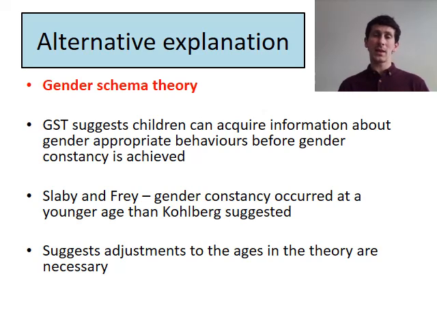And that's a major issue with any stage theory in psychology. They're not very flexible. So some children might get to gender identity during 2 and 3. Others might take a bit longer. Others might take a bit shorter. But Kohlberg's theory doesn't allow for that degree of flexibility.